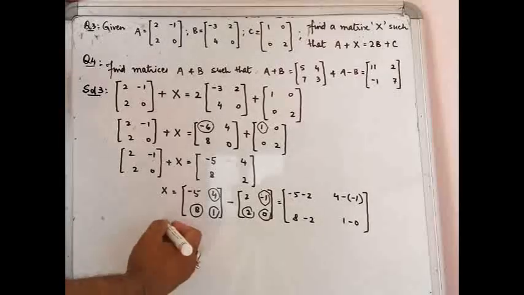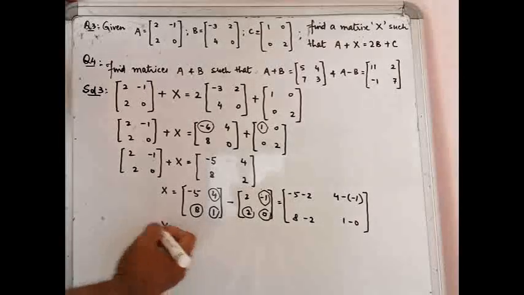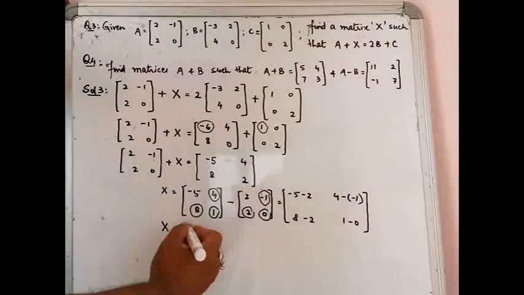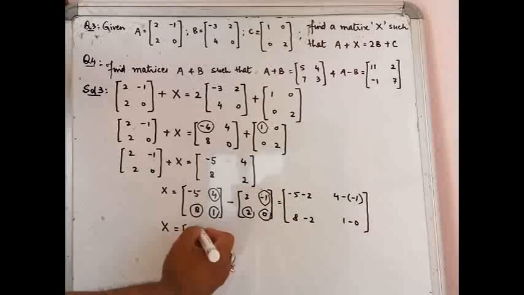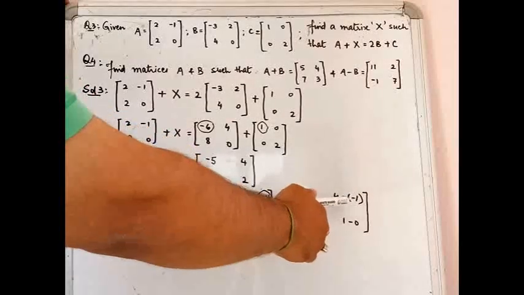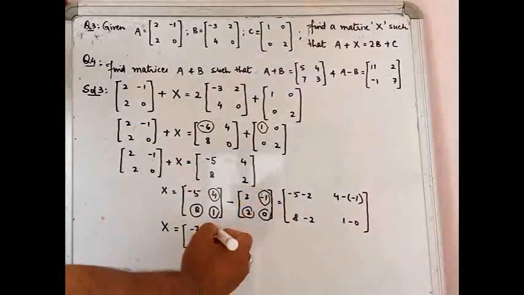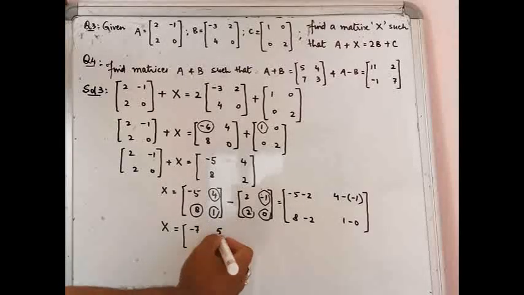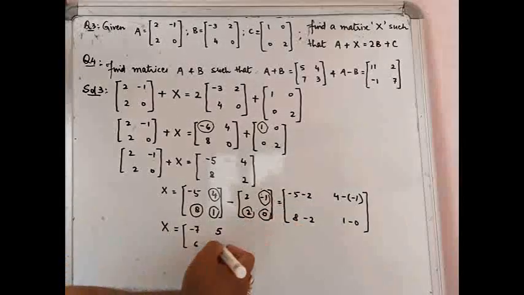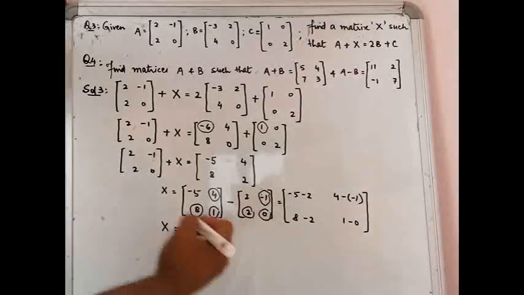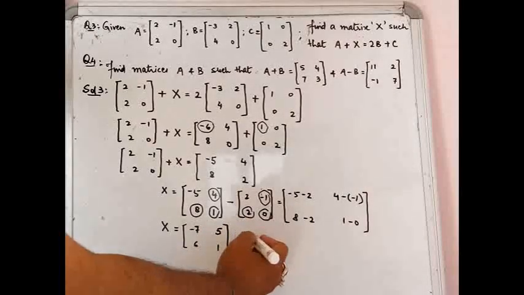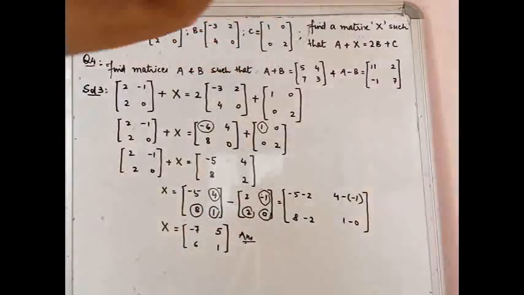So the last step, matrix X becomes equal to, minus 5 minus 2 will give you minus 7 over here. 4 minus of minus 1, so minus minus becomes plus, 4 plus 1 becomes 5. 8 minus 2 will give you a 6, and 1 minus 0 obviously will give you a 1. So that is your matrix X, which will be the final answer according to the question asked.